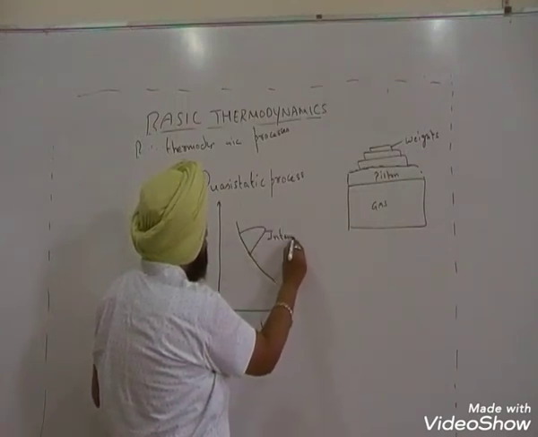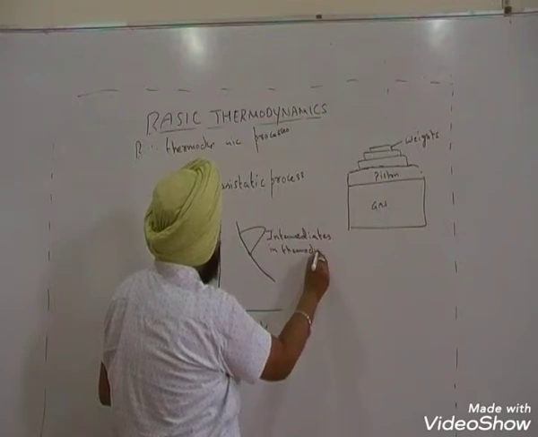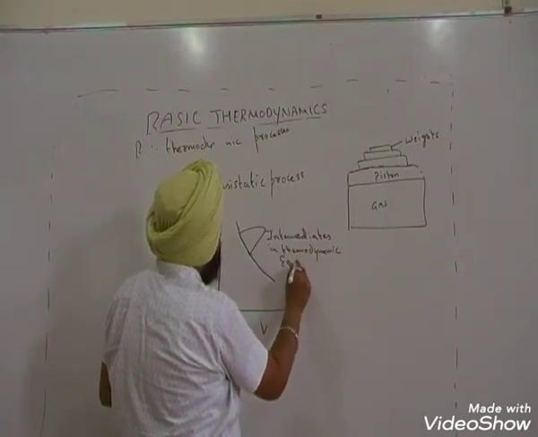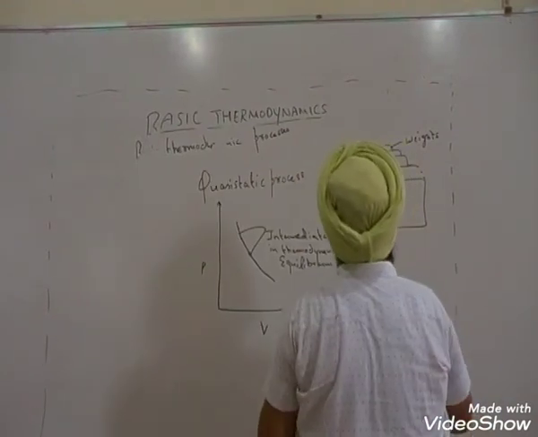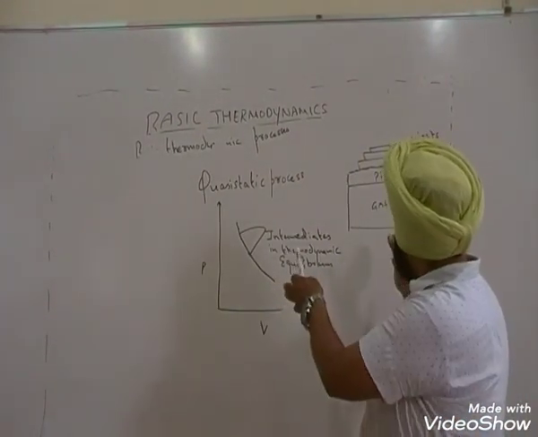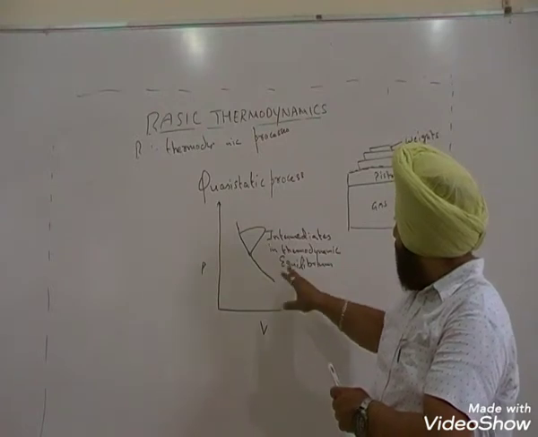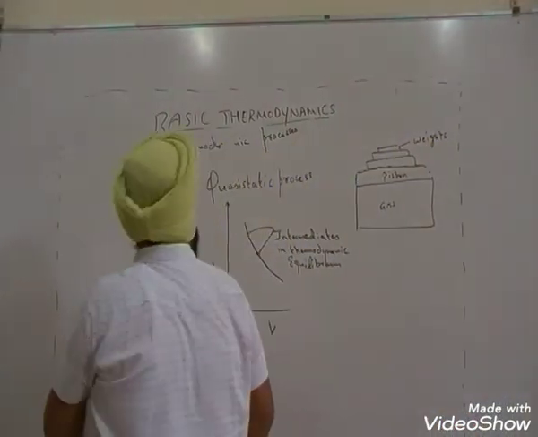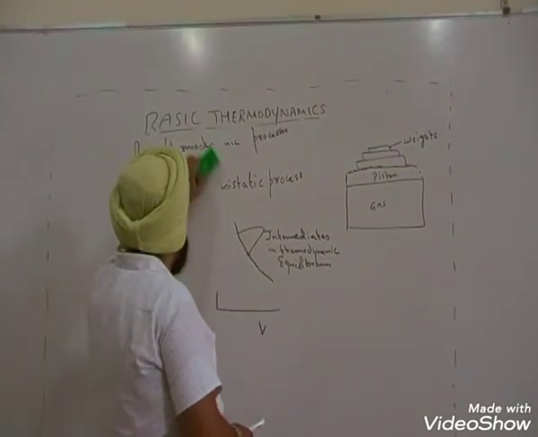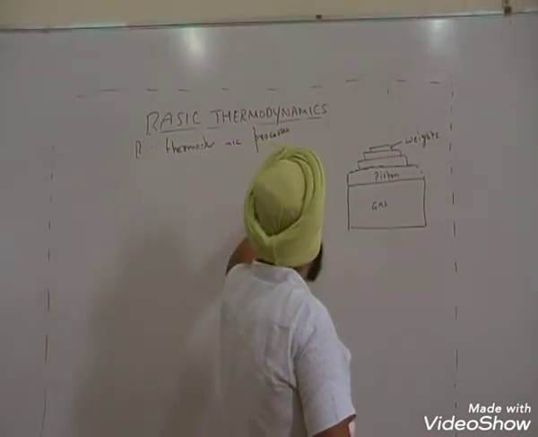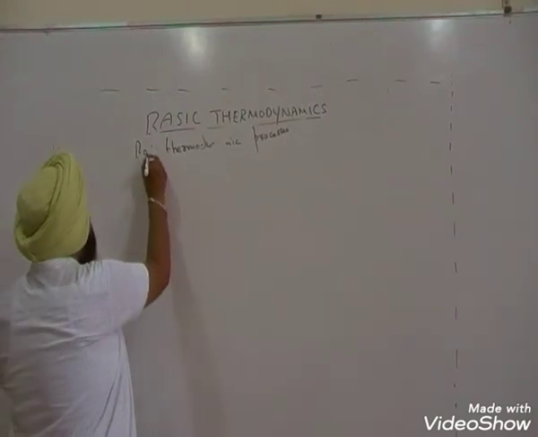So all these intermediate states are in thermodynamic equilibrium. The process is carried out very slowly. I am removing the weight and the piston is moving slightly upward, and the system remains in thermodynamic equilibrium. So all the intermediate states I attain are in thermodynamic equilibrium. That process is termed as the quasi-static process. So the isothermal process I have already explained.